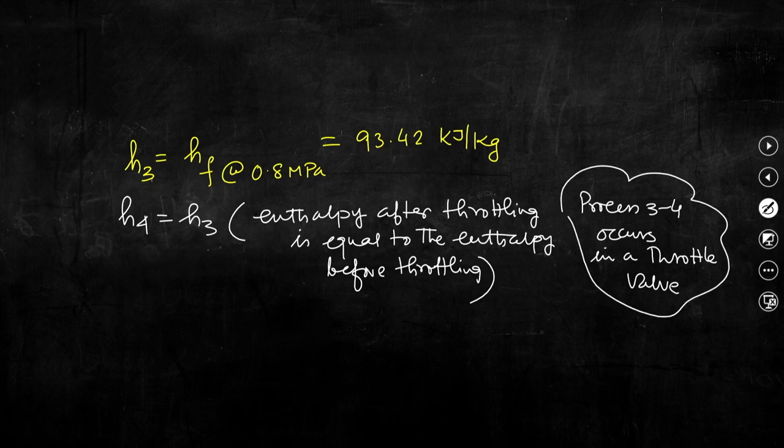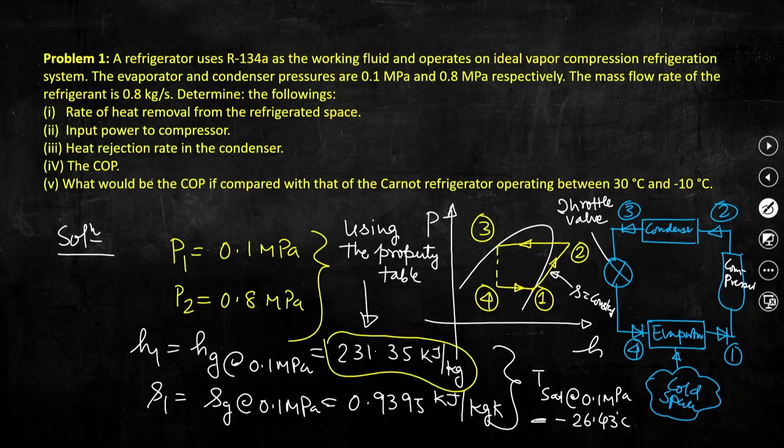Right. So, h4 is also 93.42 kilojoule per kg. So, we have now calculated enthalpy at all state points. Next, let us look into the problem statement once more. We have to calculate the rate of heat removal from the refrigerated space. So, what would be the rate of heat removal from the refrigerated space?